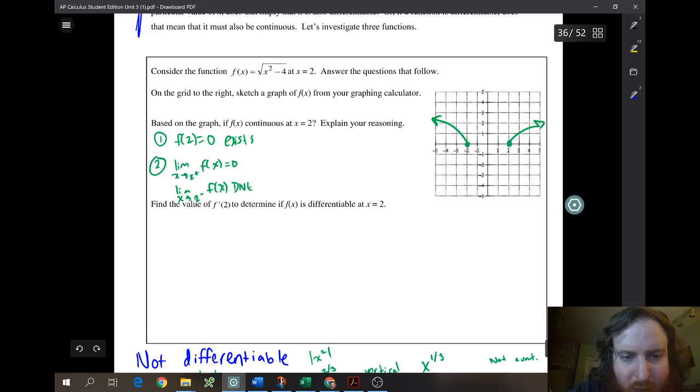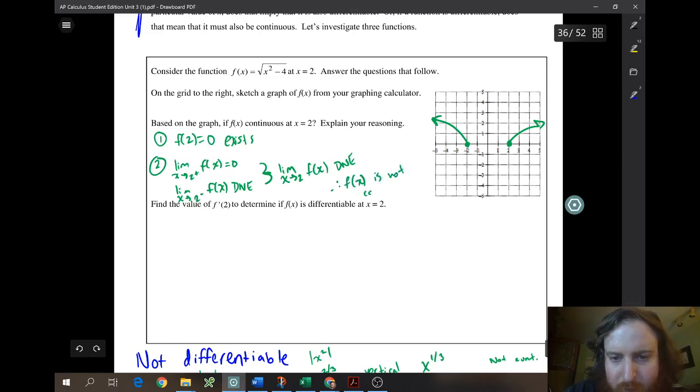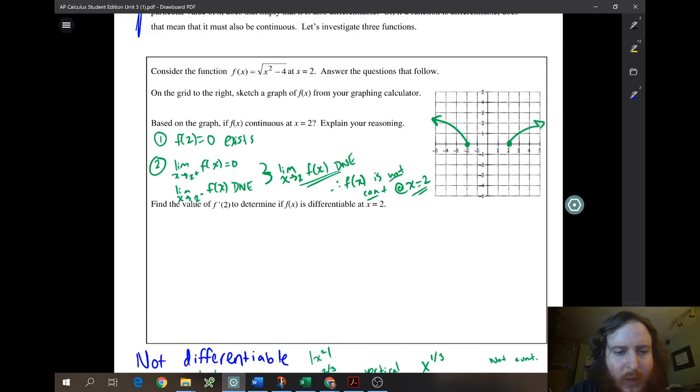So because those two are not equal, what this tells us is that the overall limit as x approaches 2 of f of x does not exist. So therefore, f of x is not continuous at x equals 2. Now that gives us the what, it's not continuous, the where, at x equals 2, and the why was because the limit didn't exist. The therefore kind of takes care of it. It also used because.